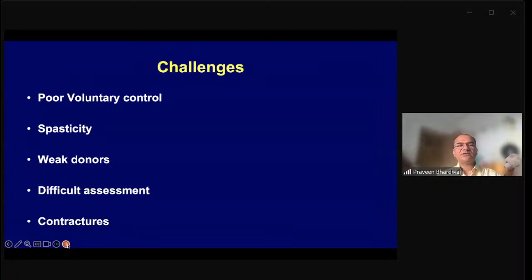The main important challenges a surgeon dealing with this would face are the poor voluntary control and the spasticity of the muscle, which makes it difficult to understand whether the muscle is powerful or it is just feeling very tight because of spasticity. Often you will have weak donors. The assessment in these children could be very difficult. And at times as they grow, they may develop contractures which are difficult to correct. And of course, if more contracture is there, you will not be able to do tendon transfers.